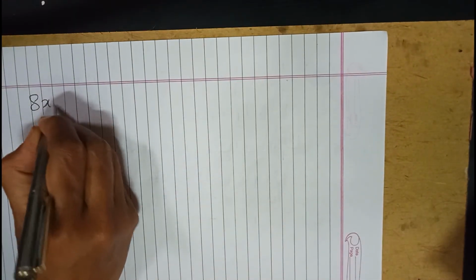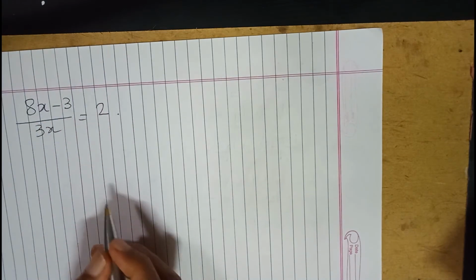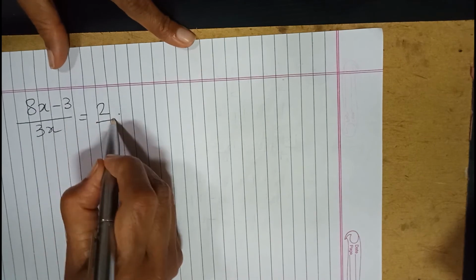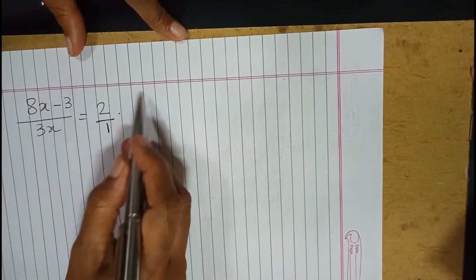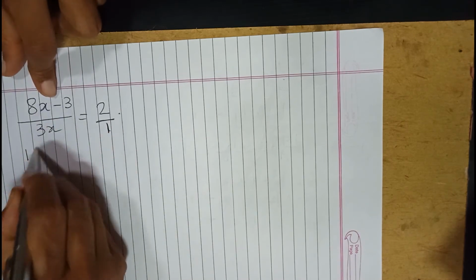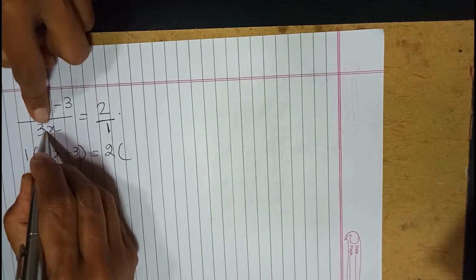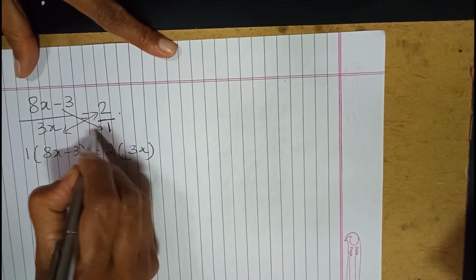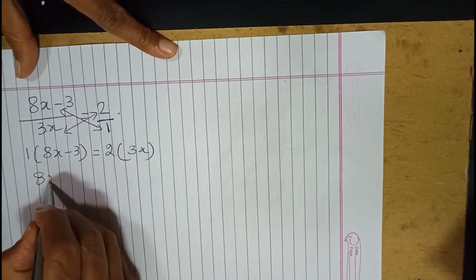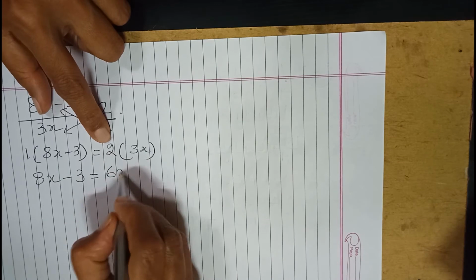Let us say I have 8x minus 3 upon 3x is equal to 2. This is a very simple sum. Now, you can see wherever there is nothing, denominator there is 1. So we again cross multiply. So 1 into 8x minus 3, and on the right hand side 2 will get multiplied with this denominator 3x, right? So this is how the multiplication goes. So 1 into 8x is 8x, 1 into minus 3 is minus 3, 2 into 3 is 6x.